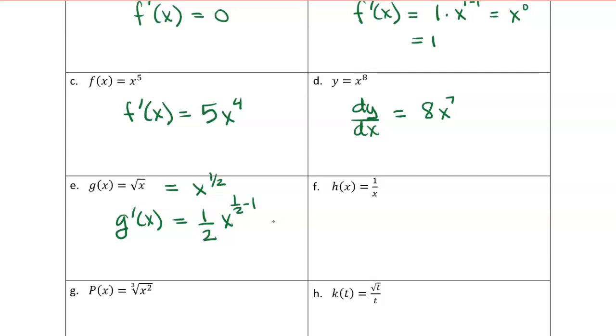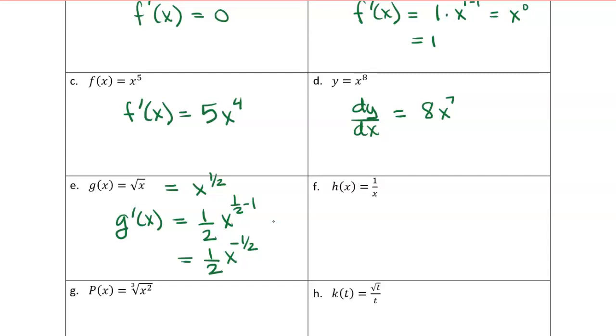Now, you could also think of it as subtracting 2 halves. So 1/2 minus 2 halves is going to be negative 1/2. So we should write it as 1/2 x to the negative 1/2. Okay, so that's the derivative of the square root of x.